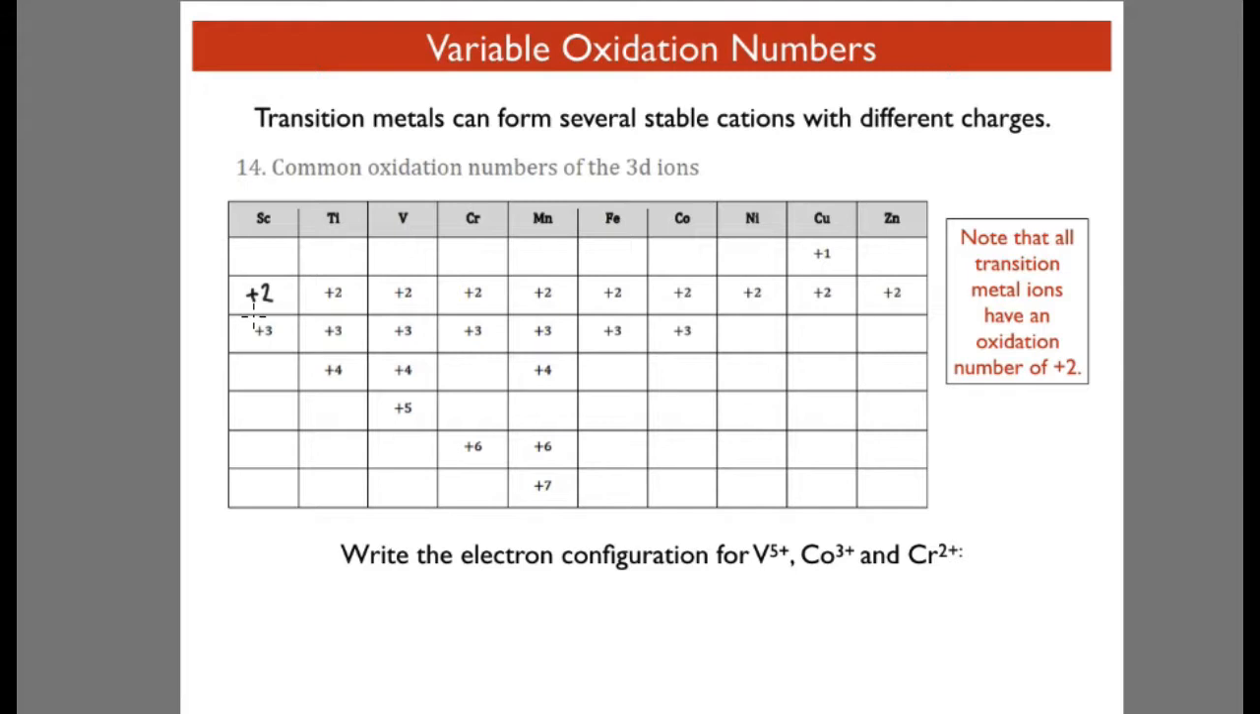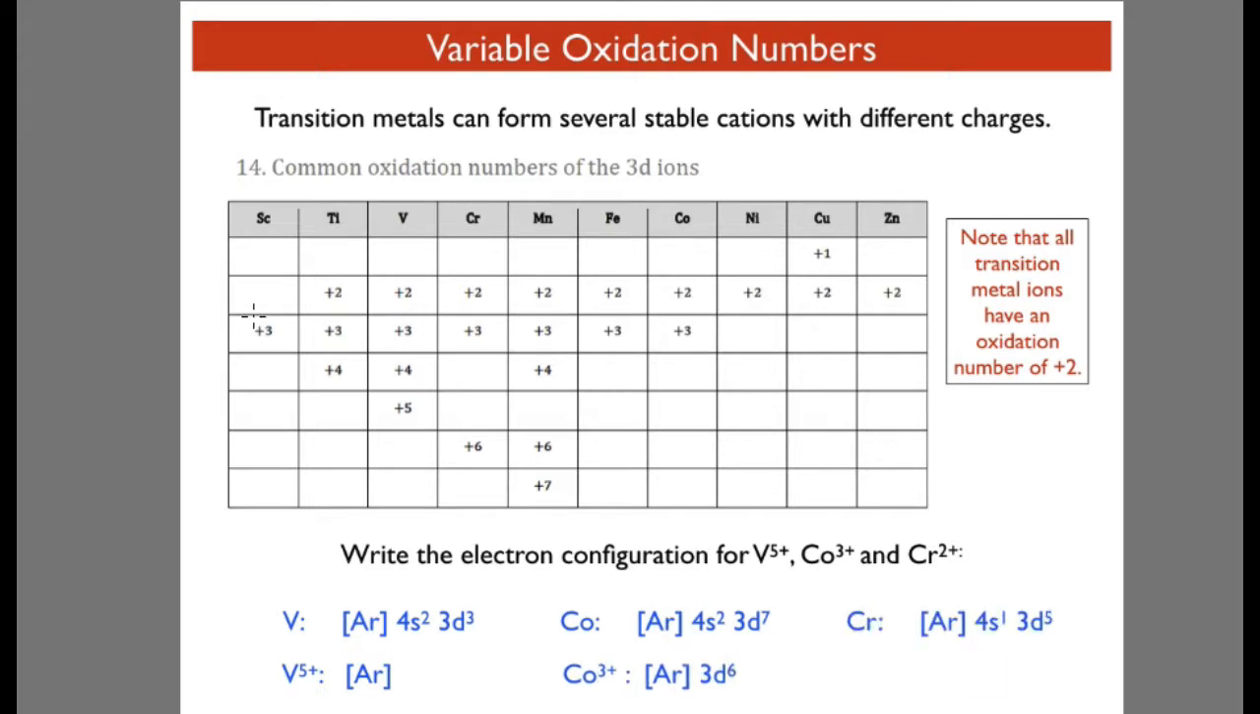Let's try and write the electron configurations for V5 plus, cobalt 3 plus, and chromium 2 plus. So vanadium has 4s2 3d3 in its outer electrons, and it can lose all 5 to form the stable V5 plus, which has the stable noble gas electron configuration. Cobalt is 4s2 3d7, so we're just losing 3 here. We lose the 4s electrons first and one of those d electrons to give us 3d6. And chromium 2 plus, we're going to lose that s electron and one d electron, which will give us 3d4.